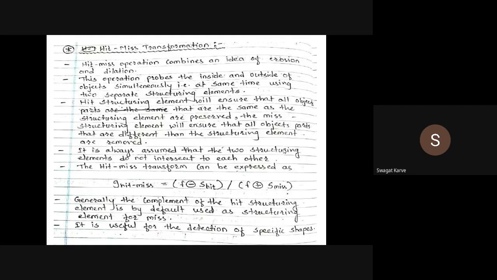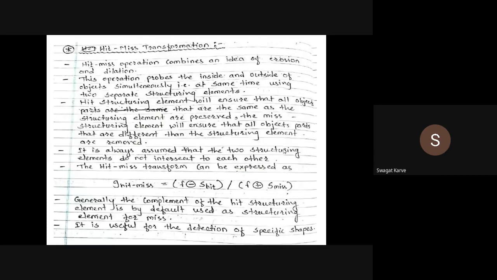Very right, very right. Because if you look at the equation very carefully, G hit-miss transform is equal to F erosion with that structuring element, that is hit structuring element, and F dilation with that miss structuring element. That means with the help of that hit structuring element, we are actually performing the erosion operation, and with the help of that miss structuring element, we are performing the dilation operation. That's why at the start we have cleared this thing.